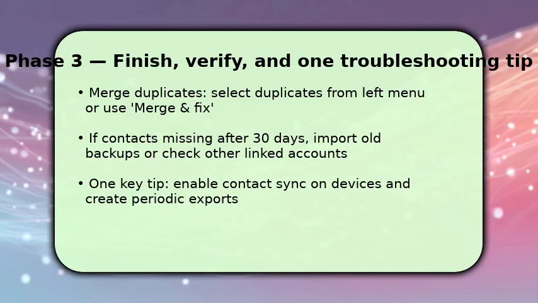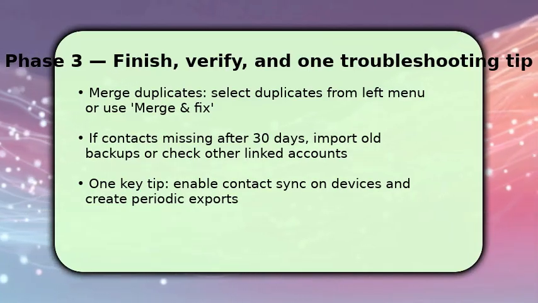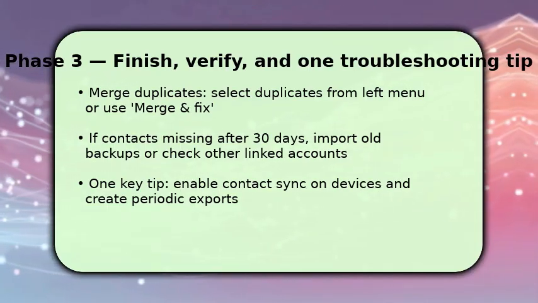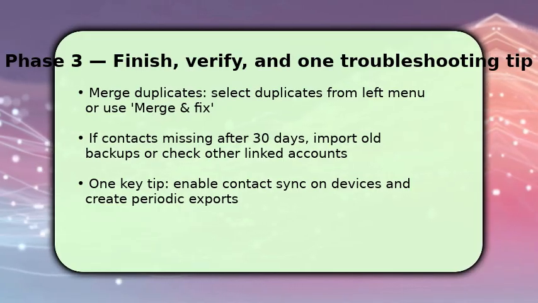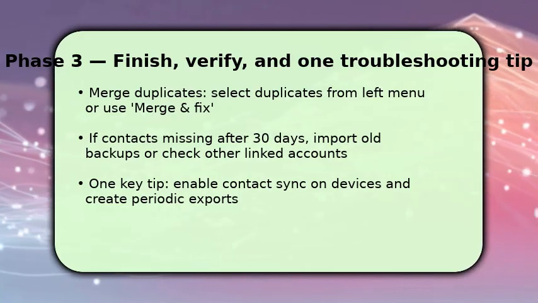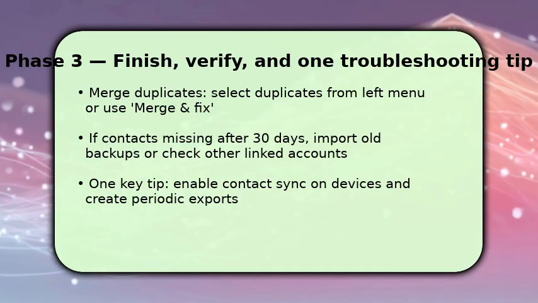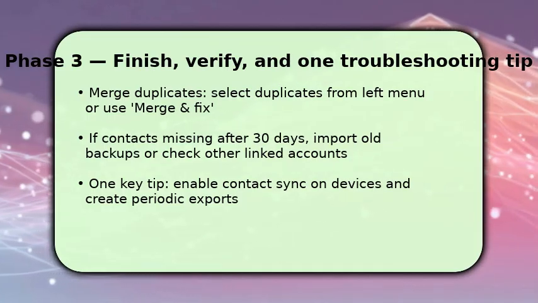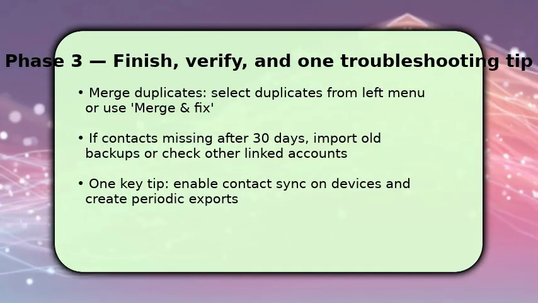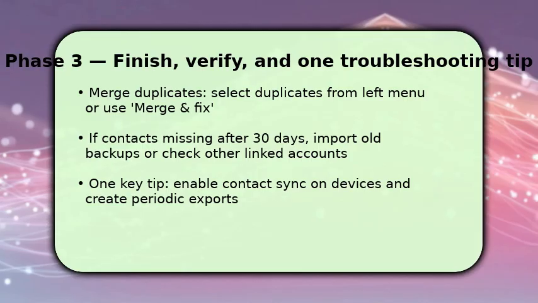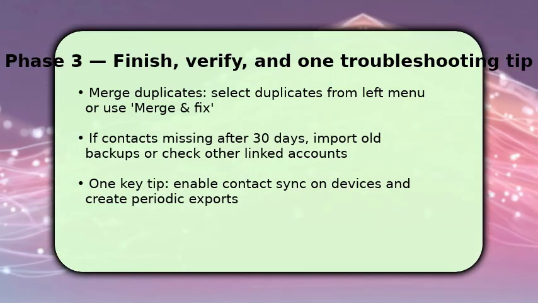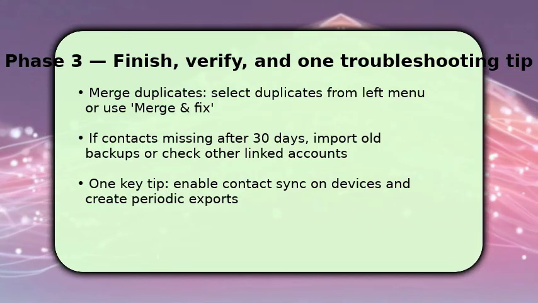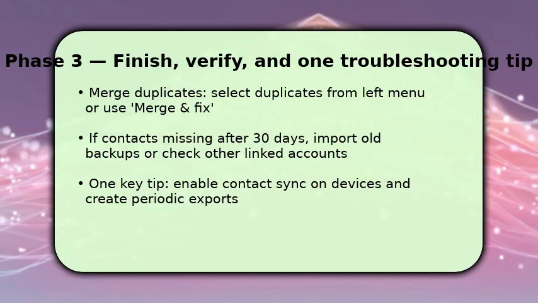If you still can't find certain contacts, especially after 30 days, import any older CSV or vCard backups you have and check other linked accounts like work or personal Google profiles. Make sure device sync is enabled so changes propagate to phones. If things go wrong, the single most useful tip is to restore the most recent backup you exported. Regular exports.